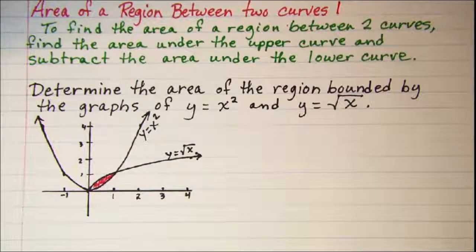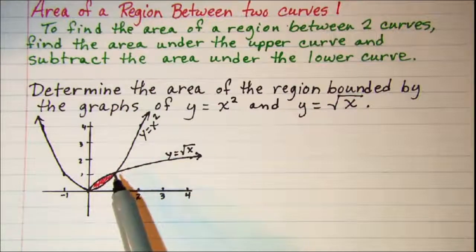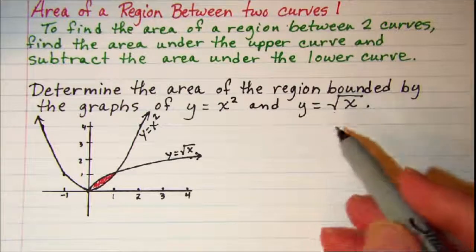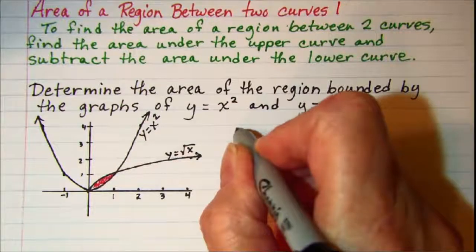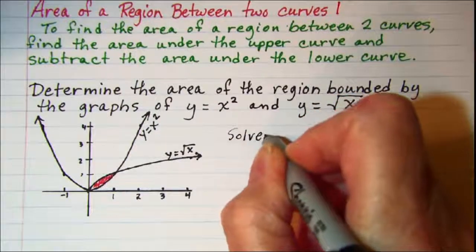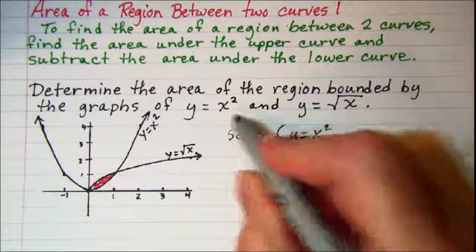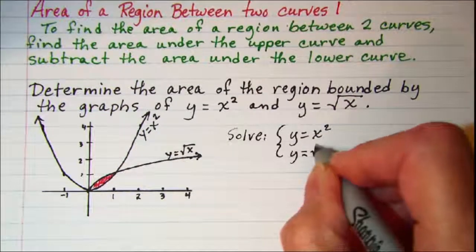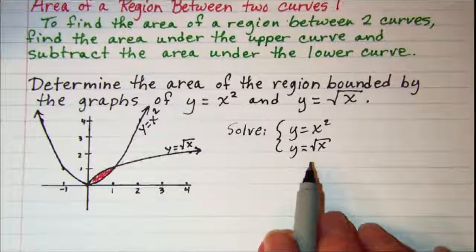So the first thing we want to do is find the point where the two functions intersect. And it looks like 1, 1, but sometimes it's not so obvious. So I'm going to show you what needs to be done. To find the point where the two functions intersect, we want to solve the system y equals x squared, which is our first function here, and y equals square root of x. Now we'll solve that system by substitution or elimination.